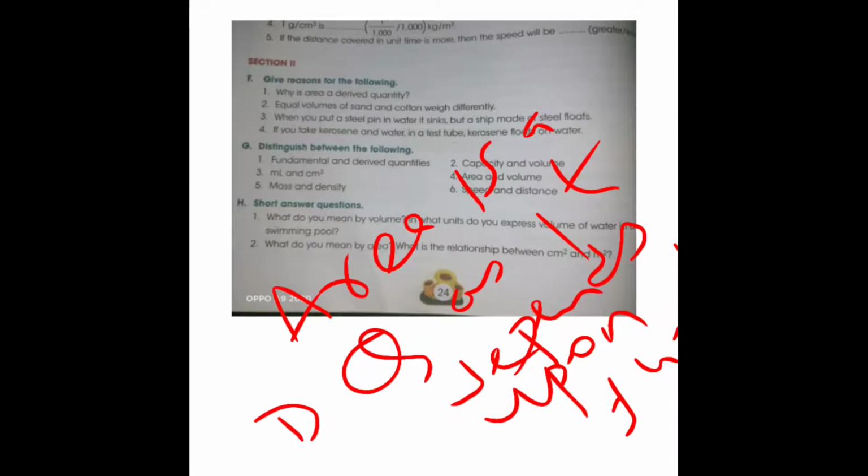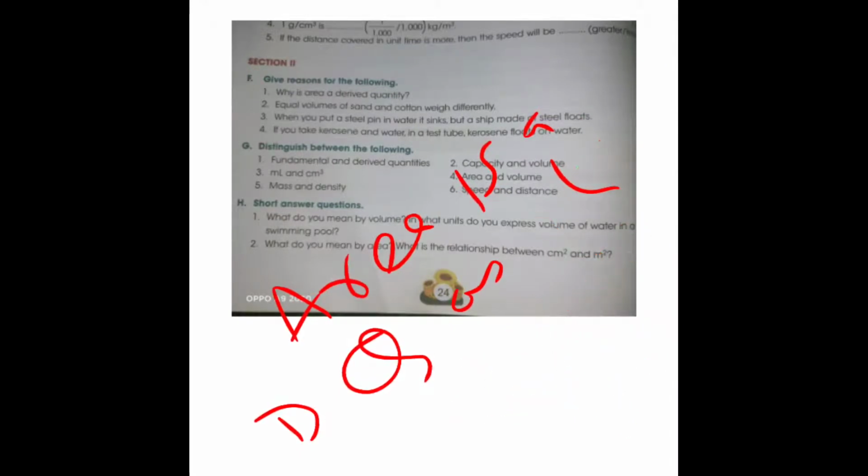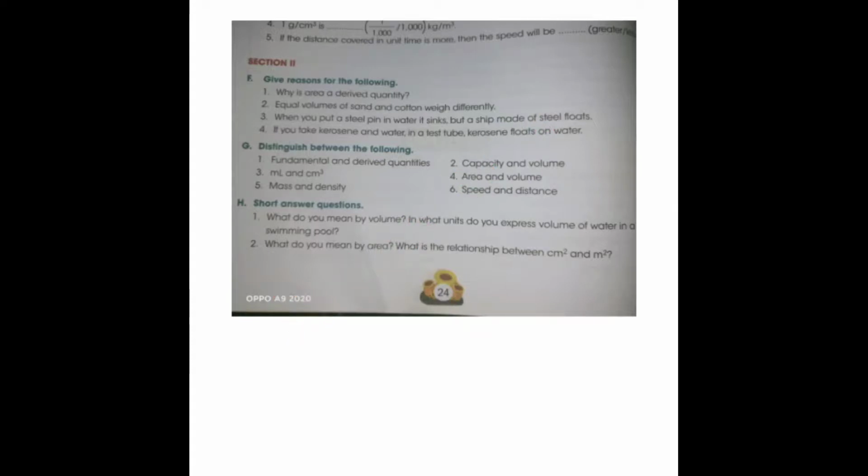So next question, equal volumes of sand and cotton weigh differently. Now we have to give the reason. If you have taken equal volumes of sand and cotton, why are they weighing differently? This answer we also have in our book.